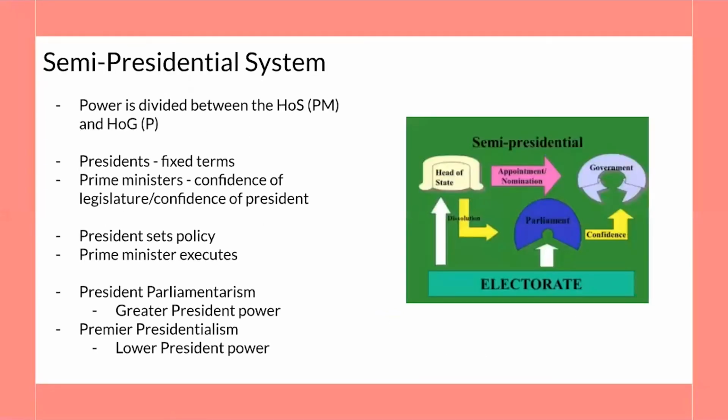In a semi-presidential system, power is divided between the head of state, who is the president, and the head of government, who is the prime minister. The president relies on fixed terms, whereas the prime minister relies on the confidence of the legislature through the vote of no confidence, and the confidence of the president. The president often sets the policies, as well as the foreign policies, and the prime minister would execute the policies.